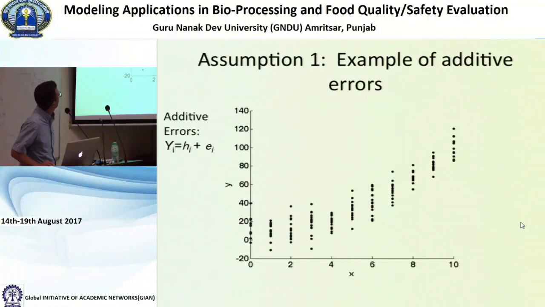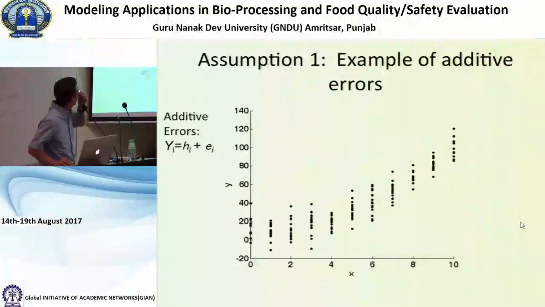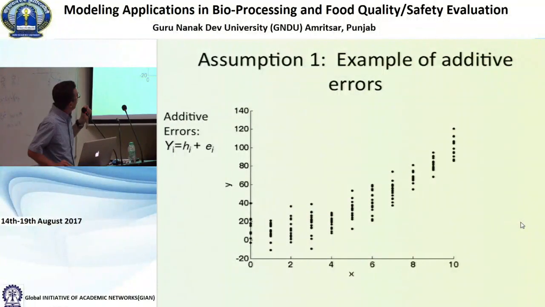Okay, so now let's show this. Now I'm going to show you these are your results. So when you look at your results, here's how you examine them. The first one is additive errors. Additive errors look like this. You plot your x and you plot your y, and they look like this.